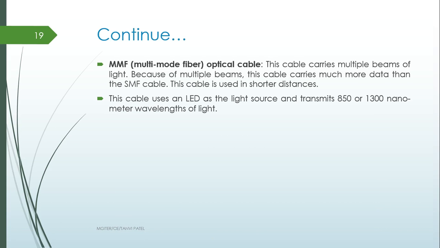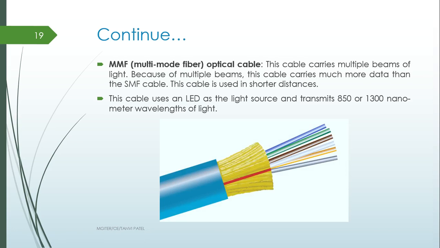And next is MMF, that is multi-mode fiber optic cable. This cable carries multiple beams of light. Because of multiple beams, this cable carries much more data than the SMF cable. This cable is used in shorter distances. This cable uses an LED as the light source and transmits 850 or 1300 nanometer wavelength of light.